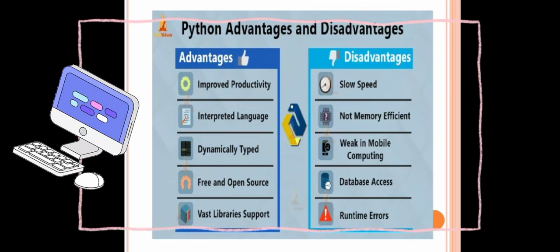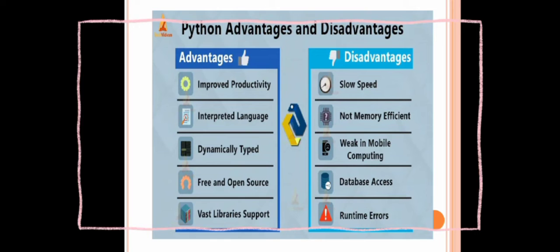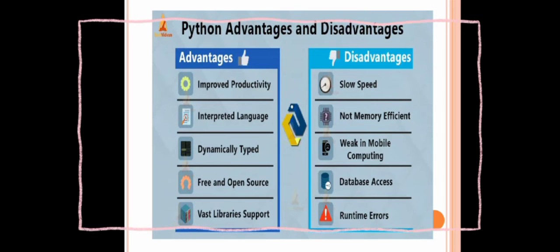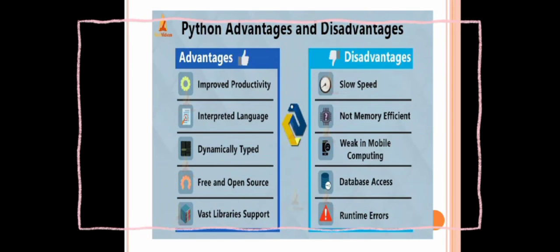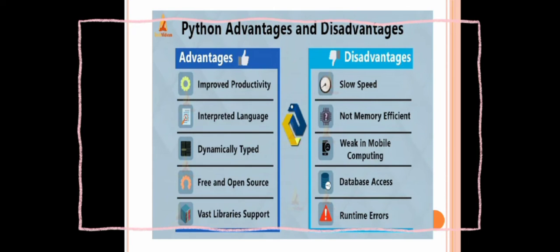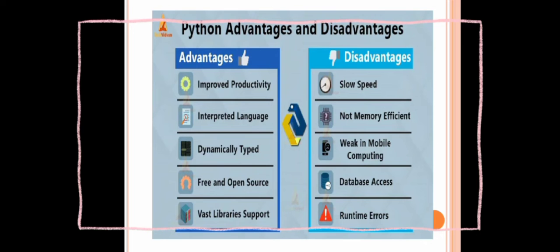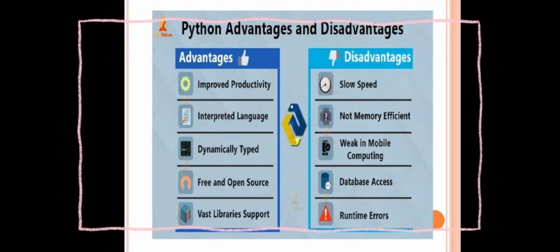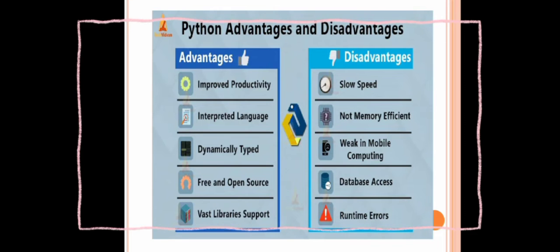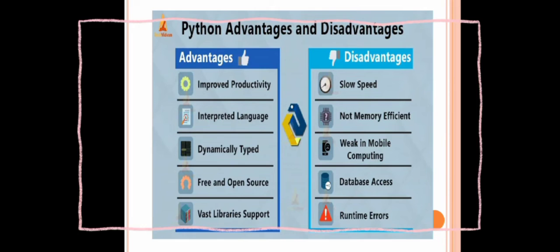Python has both advantages and disadvantages. Advantages: improved productivity, interpreted language, dynamically typed, free and open source, fast library support. But it also has disadvantages: slow speed, not memory efficient, weak in mobile computing, database access, runtime errors.